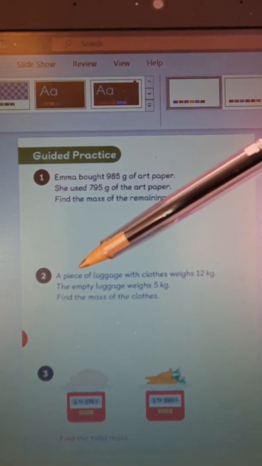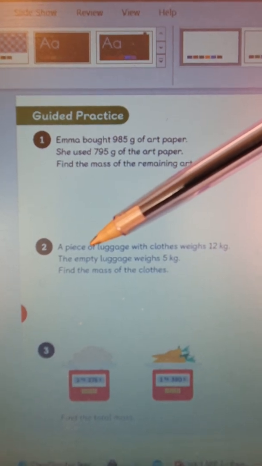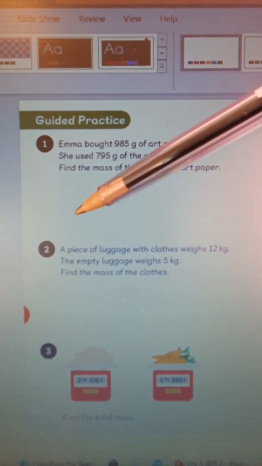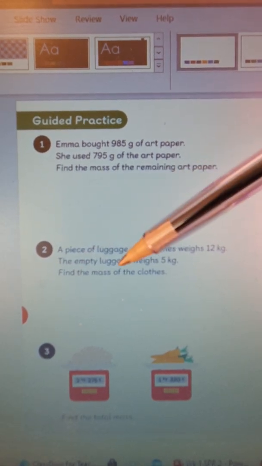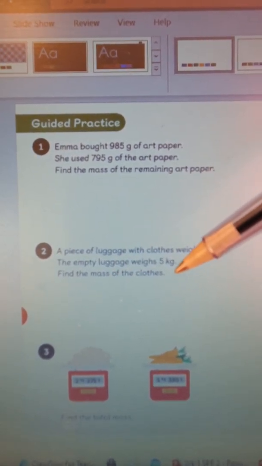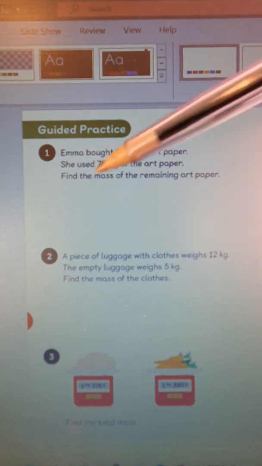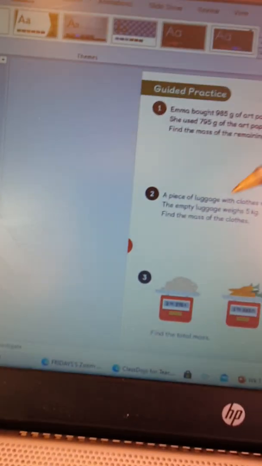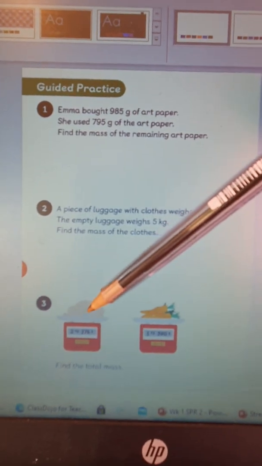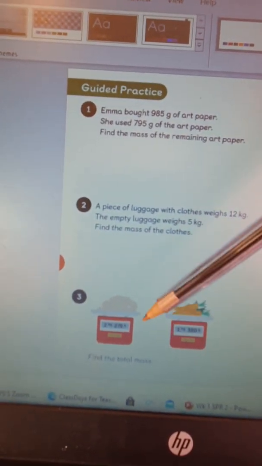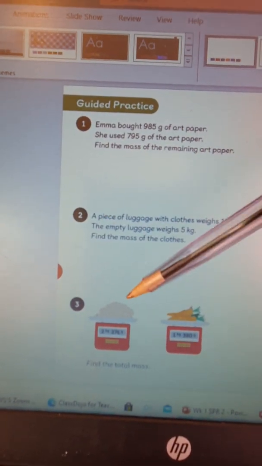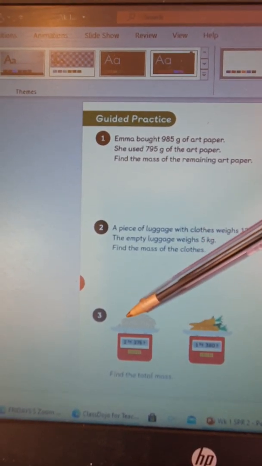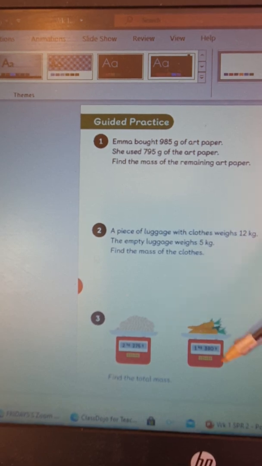And number 2, a piece of luggage with clothes weighs 12 kilograms. The empty luggage weighs 5 kilograms. Find the mass of the clothes. So what would you need to do for that? Add or subtract? When you put your answer in, go back to the original question and think, is this right? And then lastly, it says find the total mass. So you'll have 2 food items on some scales and you've got to add them up.